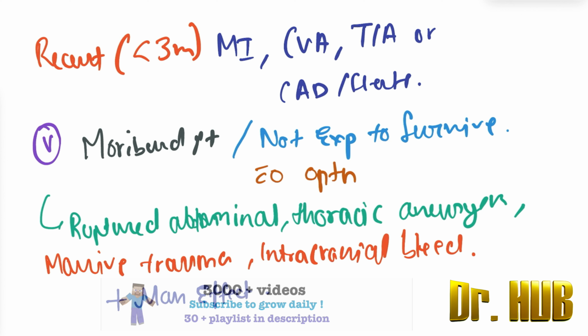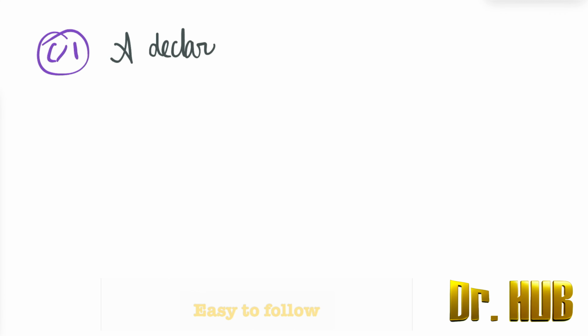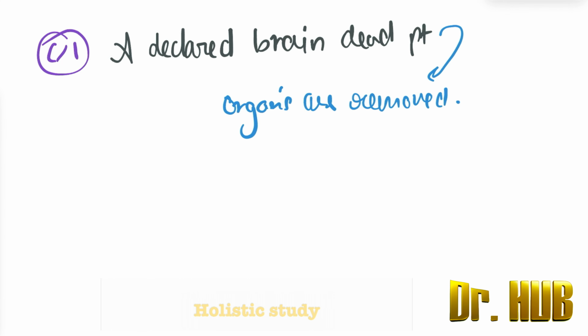Lastly, we'll move on to class 6. In class 6, the definition is a declared brain dead patient whose organs are being removed for donor purposes.